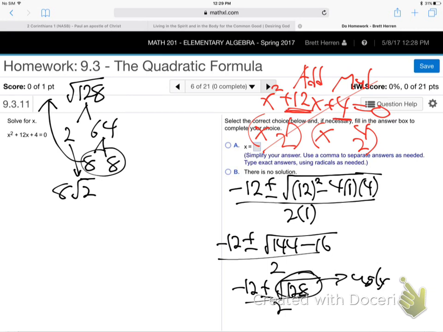Yeah, but how are we to solve it? Yeah, we're not done yet. But everybody good to there? So this becomes negative 12 plus or minus 8 root 2 all over 2. We have one more step to take, but I want to make sure we're all caught up and on the same page. Is that making sense there?